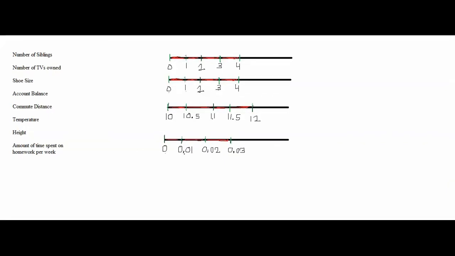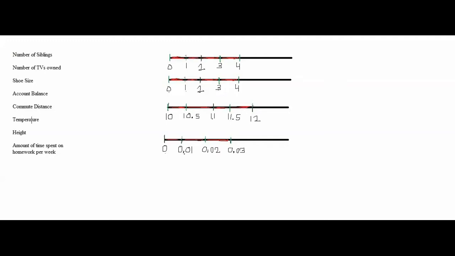Each of the first 4 examples were all discrete variables. Number of siblings, number of TVs owned, shoe size, and account balance were all discrete variables. They were discrete variables because there were gaps between the possible values on the number line. In other words, the possible values were separated from each other. They were separated by these red gap areas.